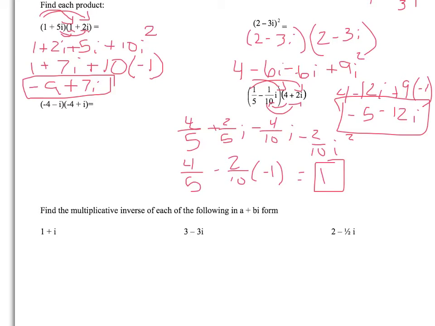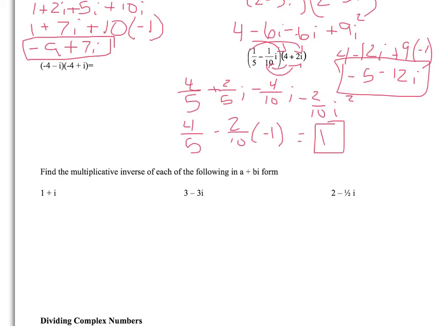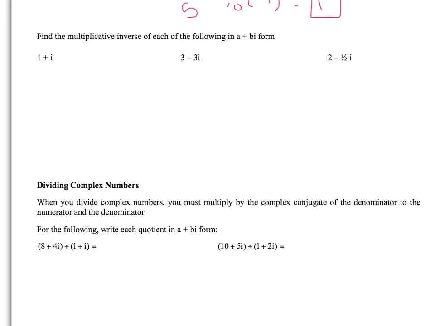You guys again try that one above where it says to find the product for the negative 4 minus i and the negative 4 plus i. The next piece: find a multiplicative inverse of each of the following in a plus bi form.